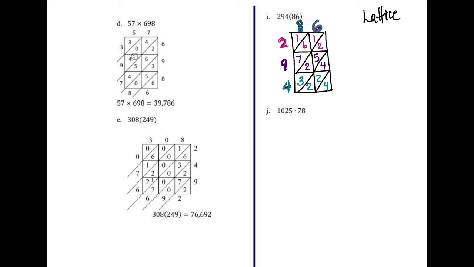Lattice. Okay, now we're going to add this way through the diagonals. I know, strange. Starting here, because that would be the ones place. So you get a 4. Now I move to the next diagonal. 4 plus 2 plus 2 is 8. Next diagonal. 2 plus 5 is 7, plus 2 is 9, plus 3 is 12.